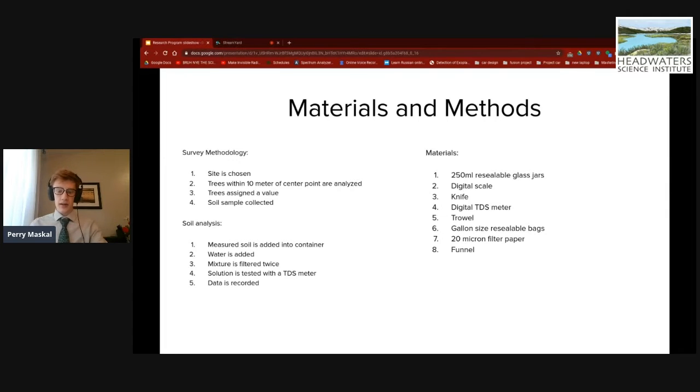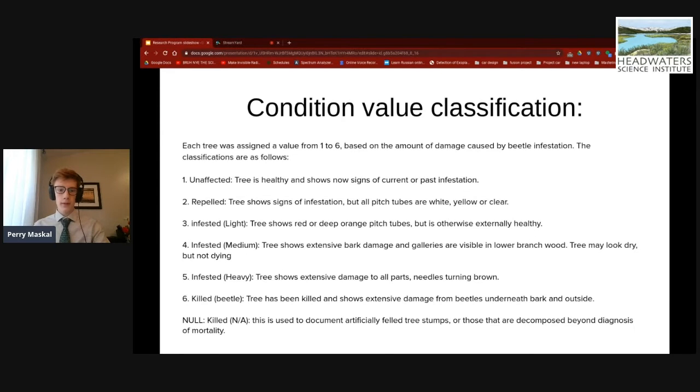And then I would put the samples in the sealed jars, seal them, and label them with a Sharpie, and take the numbers and put them down in an Excel document. So, explanation about the condition values that I made.